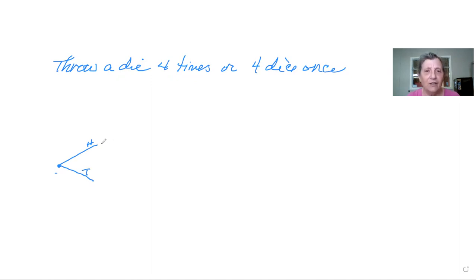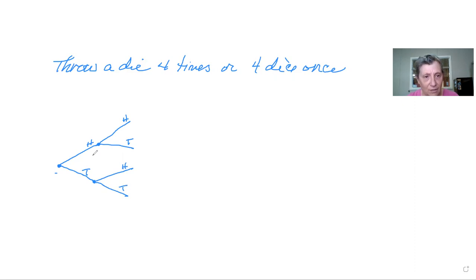Now, the second die can also land on heads or tails. Now, it has nothing to do with how the first one landed. So if the first one landed on a head, the second one can still land on a head or a tail. If the first one landed on a tail, that has no effect. The second one can still land on a head or a tail.